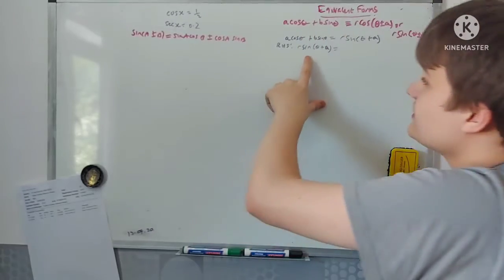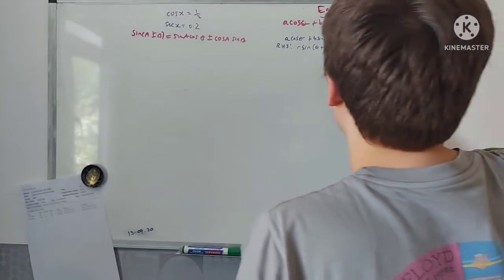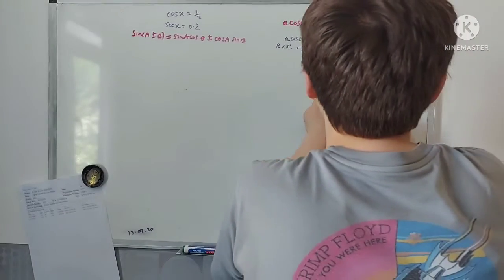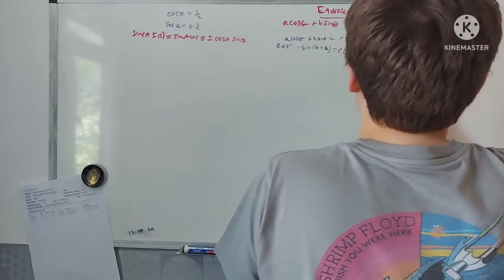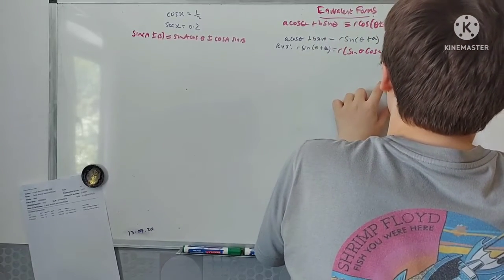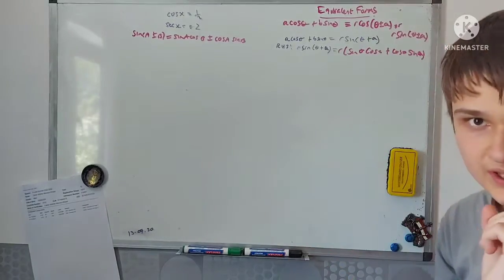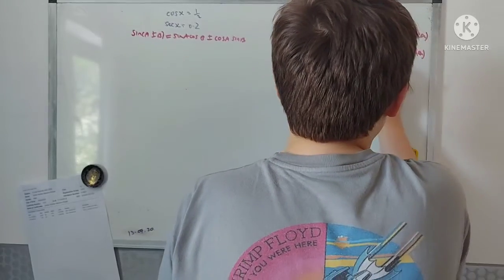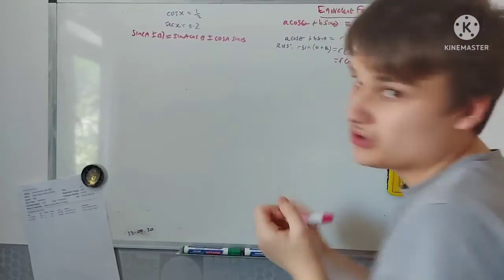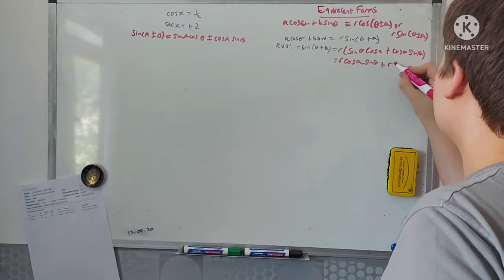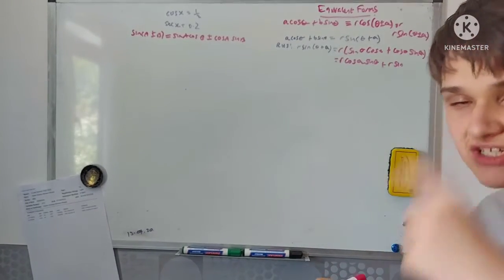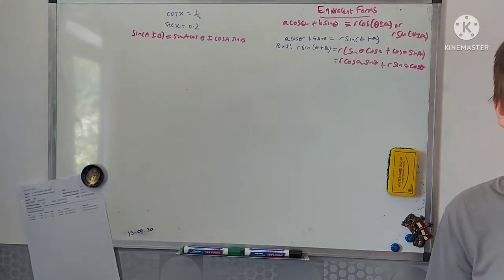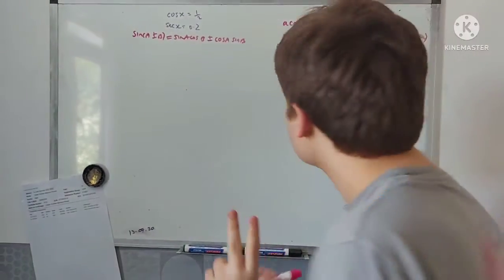So expanding r sine theta plus alpha, I'm going to get r lots of just this bit, because don't forget we've still got the r at the front, of sine theta cosine alpha plus cosine theta sine alpha. Then I can multiply through by the r, and I'm going to get r cosine alpha sine theta, plus r sine alpha cosine theta. Now the reason why I've done that is because now I can exactly compare coefficients.